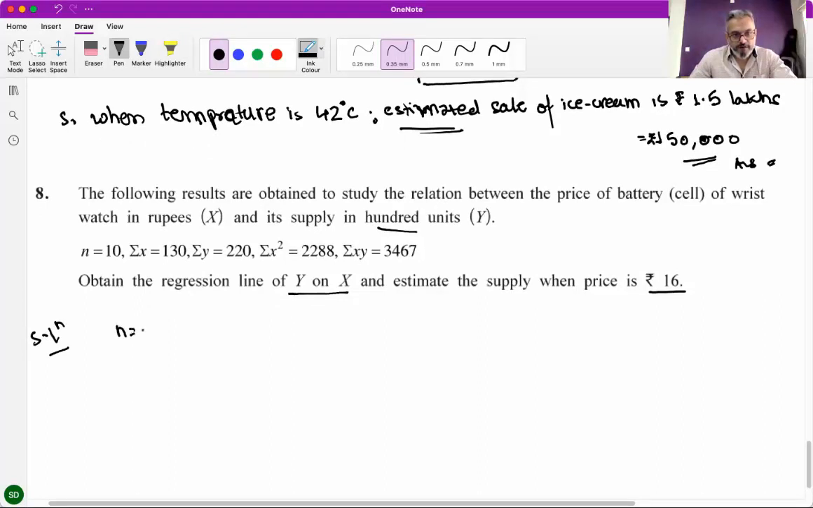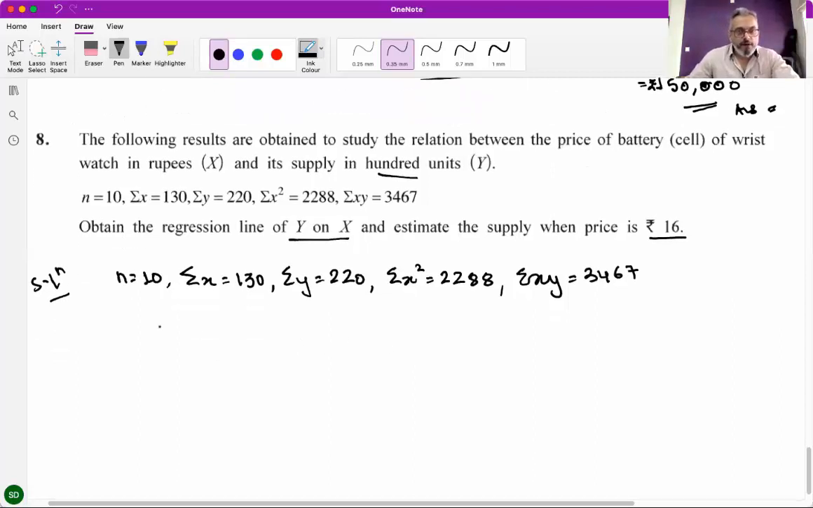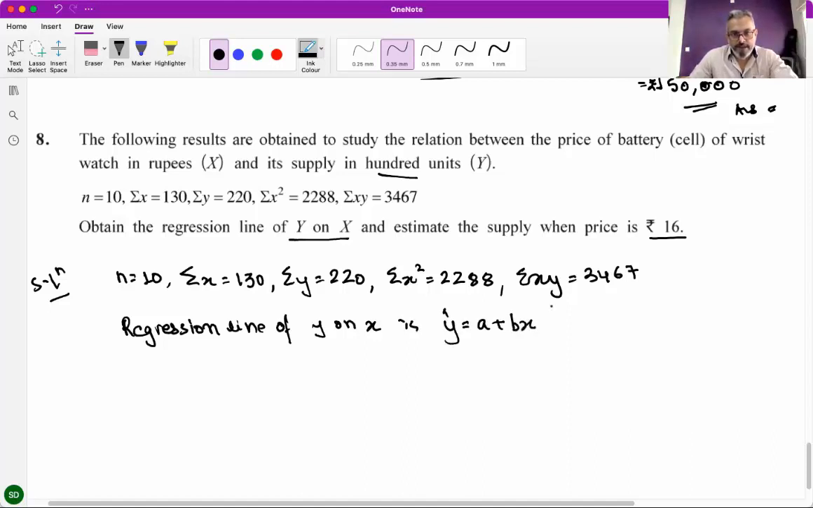First, always write what is given. So, n is 10. Sigma x is equal to 130. Sigma y is equal to 220. Sigma x square is equal to 2288. And sigma xy is equal to 3467. While you are writing all these things, what is given, the formula will automatically come in your mind. Now, regression line of y on x is y cap is equal to a plus bx.